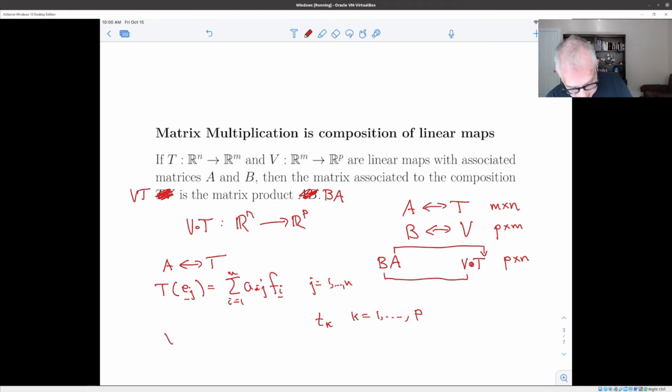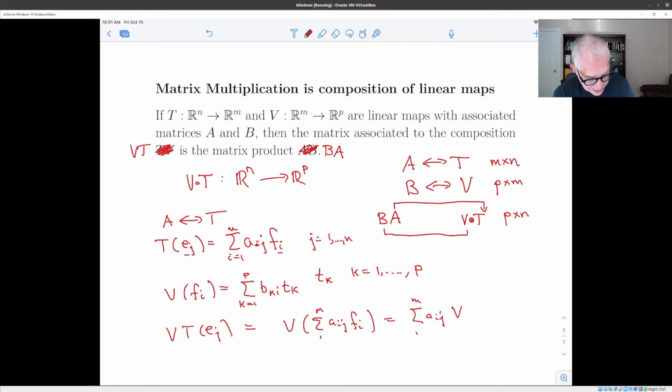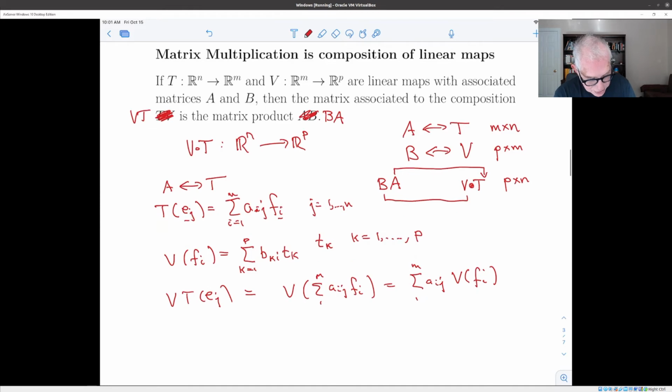And we know that V goes from Rm to Rp, so V of Fi should be the sum of, let's call it, the matrix associated to V is B, so that's going to be B Ki Tk as k goes from 1 to p. And if you take the composition VTEJ, that's V of the sum from 1 to M of AIJ FI, which is the sum by linearity. We can move V through the sum, and then we can make this substitution, and we get AIJ BKI T sub k.